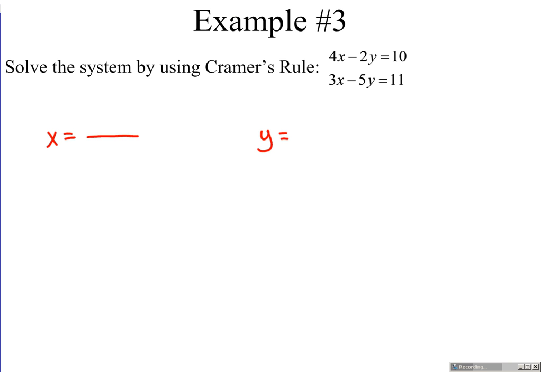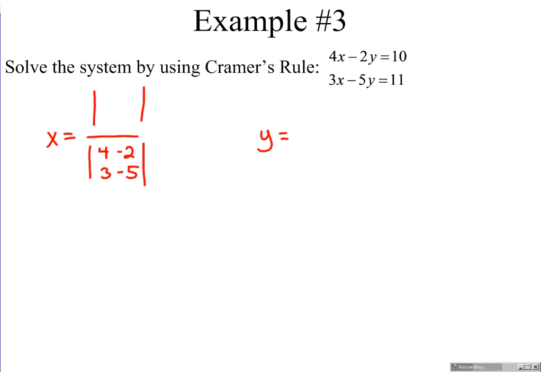In Cramer's rule, for solving here first for x, first of all, we need the equations in standard form: x, y, constant on the other side. They already are in that form. Our denominator determinant is always a determinant of the coefficients on the variables. So in this case, 4, -2, 3, and -5. Our numerator determinant will be almost exactly the same.